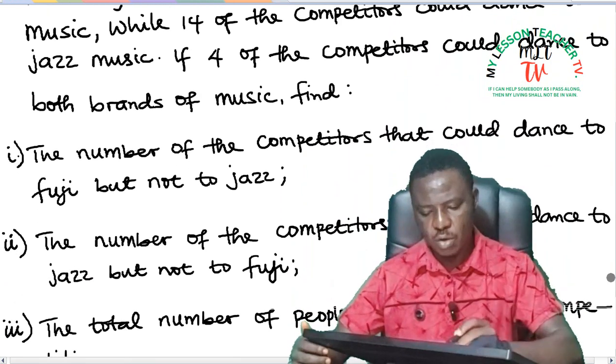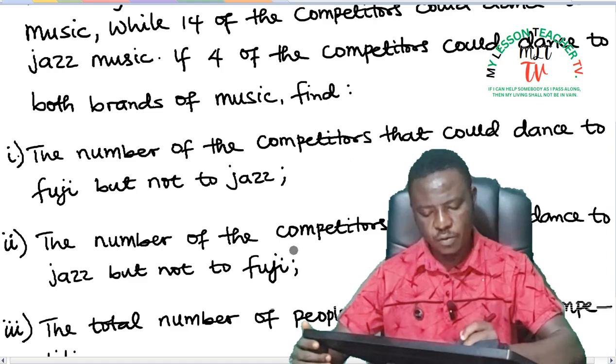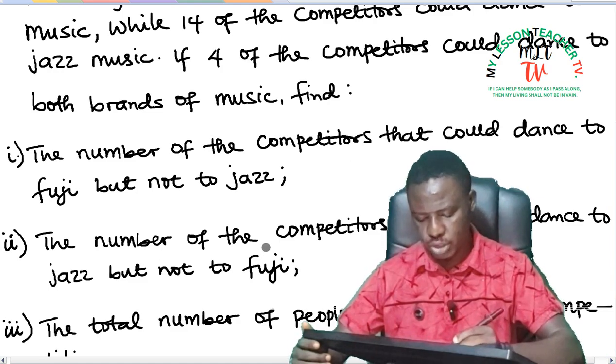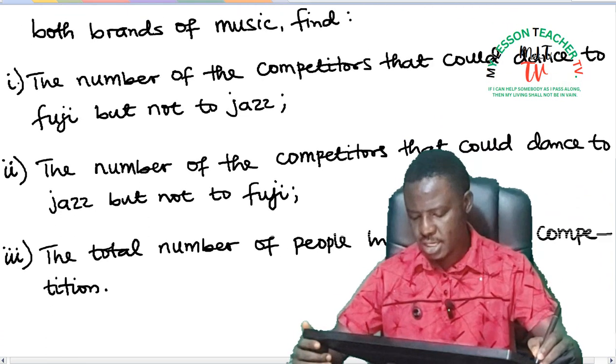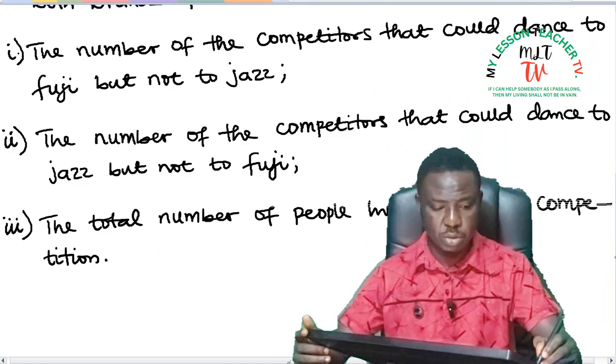1. The number of the competitors that could dance to Fuji but not to jazz. 2. The number of competitors that could dance to jazz but not to Fuji. And 3. The total number of people involved in the competition.